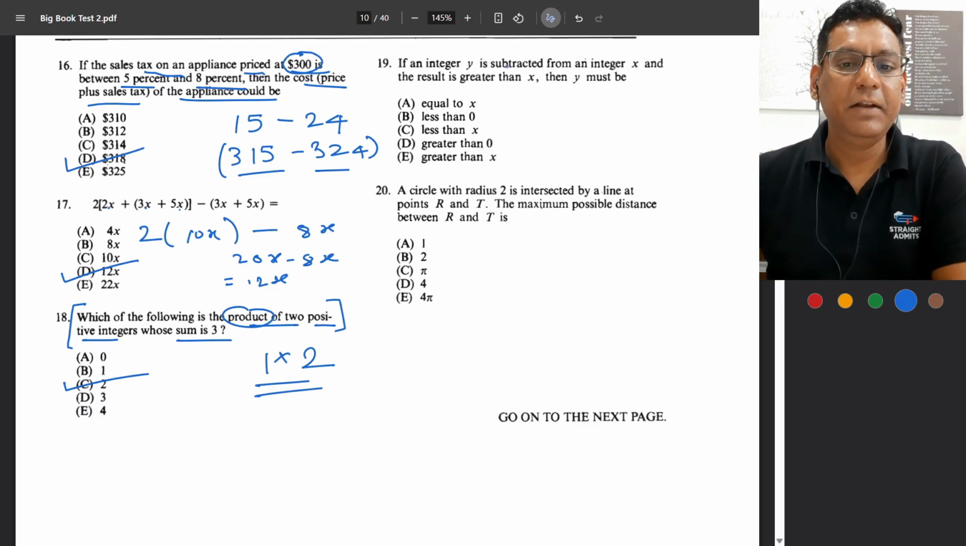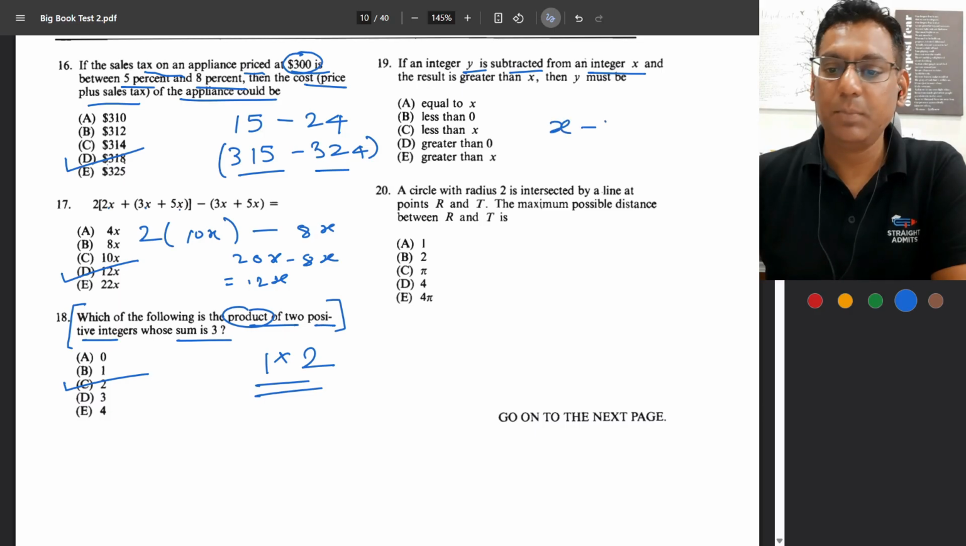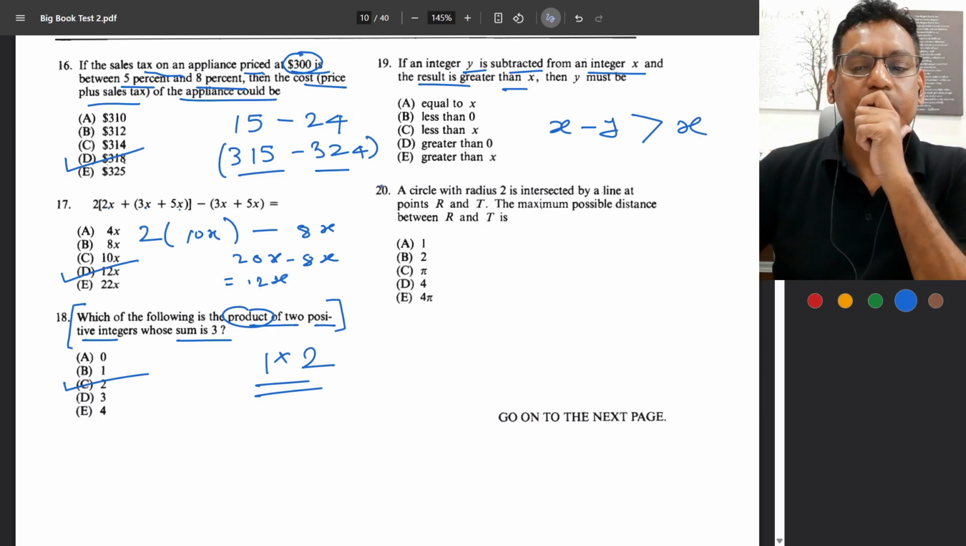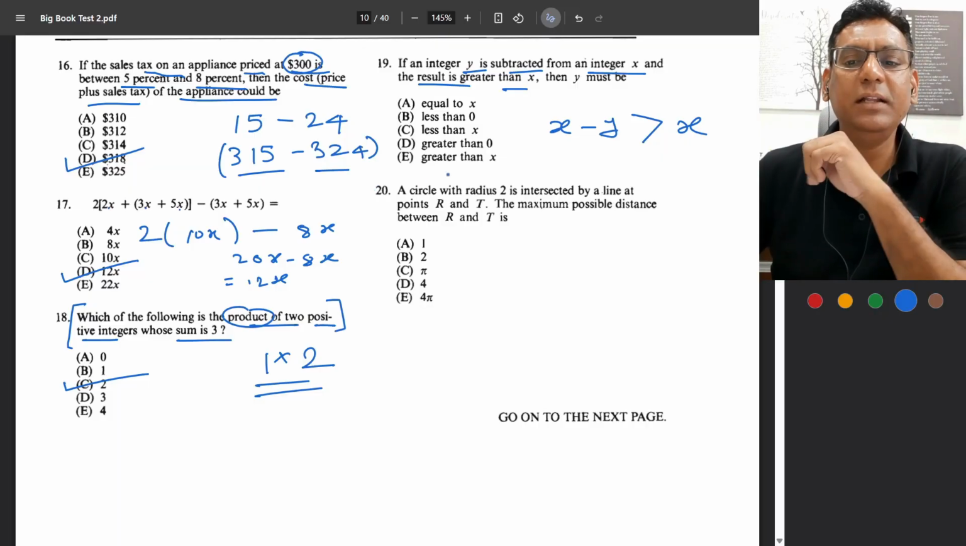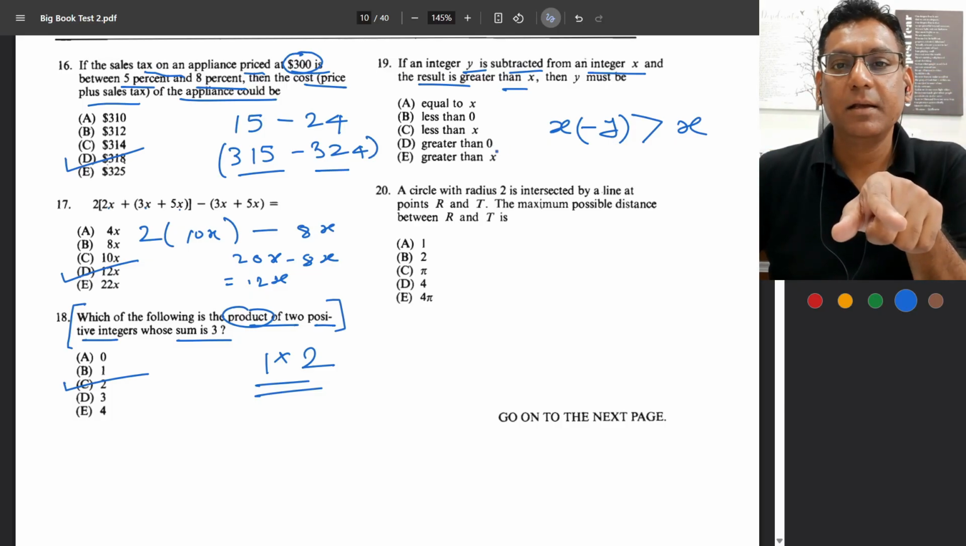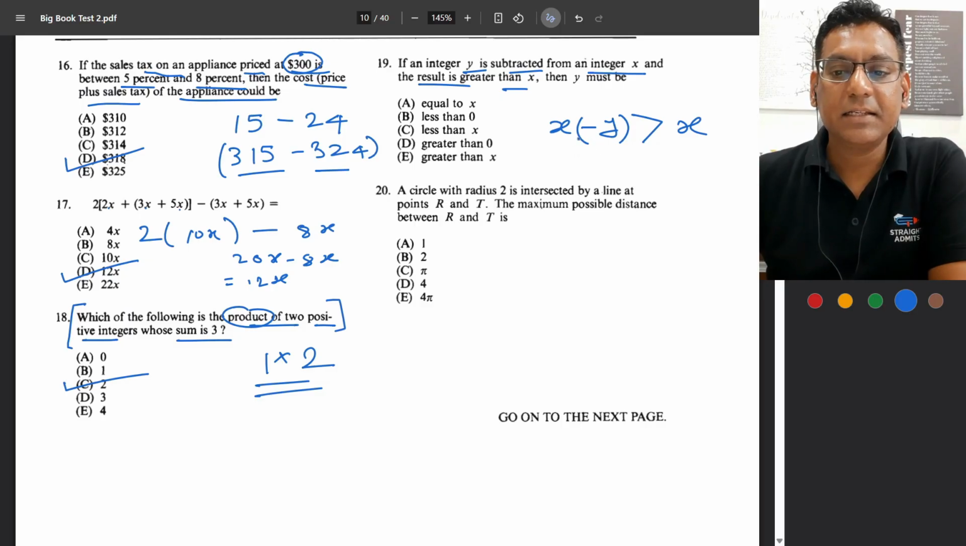Okay, 19, if an integer y is subtracted from an integer x, so that means x minus y. If I do this and the result is greater than x, then y must be what? Okay, interesting. Look at it this way. I'm subtracting something from x and I'm getting something greater than x. Okay, that means whatever I'm subtracting has to be negative, right? Let's look at it this way.